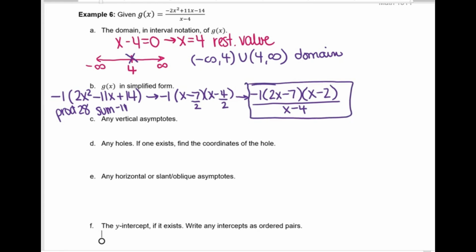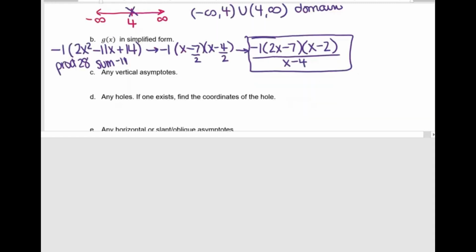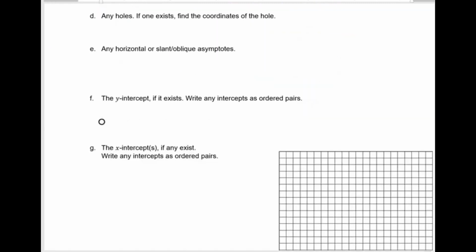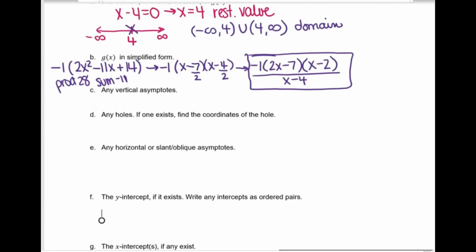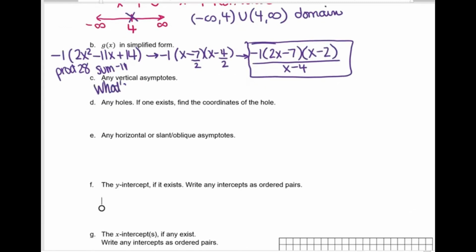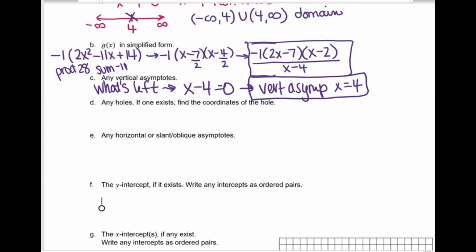up above. Vertical asymptotes, remember that is what's left in the denominator, which in this case, x minus 4 equal to 0, tells me that we have a vertical asymptote at x equal to 4. Holes, since we did not cancel, we have no holes.